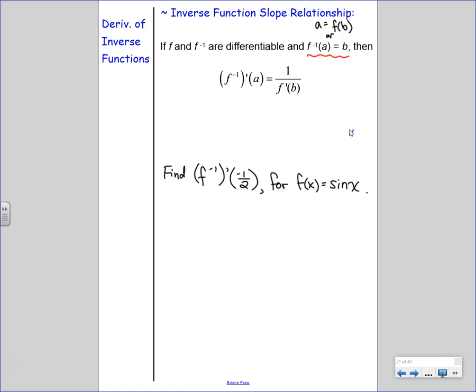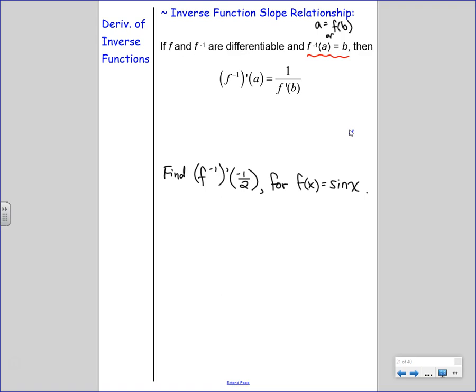For instance, if you're trying to find the inverse derivative at a, and they give you an inverse point, you're looking for the y of the inverse to plug into f prime. And if you're looking for f inverse prime of a and they give you an original point, you're actually looking for the x of the original to plug in. So either way, you're looking for the x of the original to plug in that maps to the x of the inverse. So looking down here at this one, find f inverse prime of negative 1/2 for f equals sine of x.